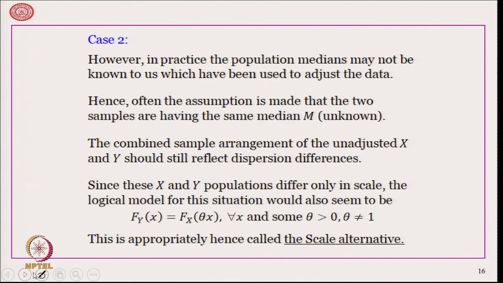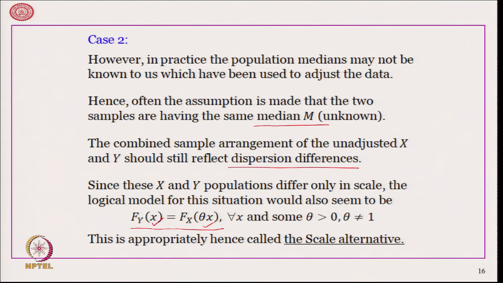But suppose we do not know the actual medians of the two populations. This is generally true. Hence, often the assumption is made that the two samples have the same median, because if we do not standardize with respect to the central location, we cannot measure the dispersion. So, we assume that they have the common median m, and then the combined sample arrangement of the unadjusted X and Y should still reflect the dispersion differences. And therefore, again we go back to the model: F_Y(x) is F_X(x/theta) or not.